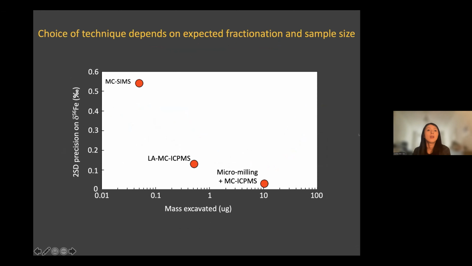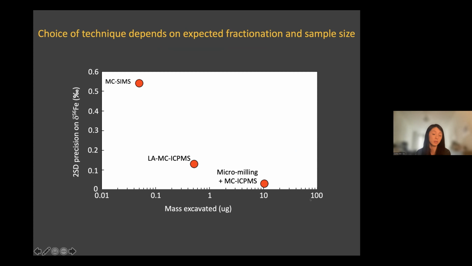So the choice of technique, you have 3 different techniques that can do these measurements. And the choice of techniques depends on your expected fractionation and your sample size. So here I've plotted 2 SD precision on delta 56 iron versus mass required or excavated during the analyses. So microdrilling, because you're purifying the solution so that it contains iron only, you have no interferences, no matrix effect whatsoever. It'll give you the best data.